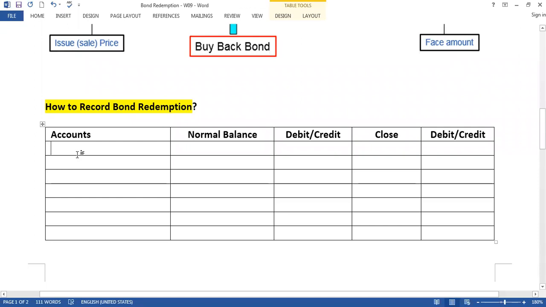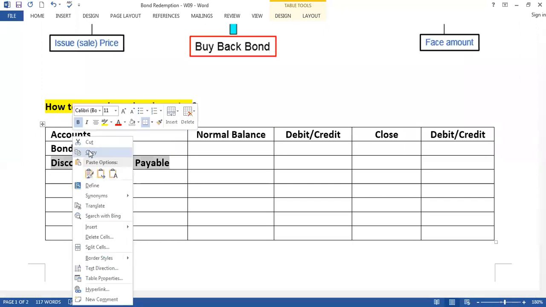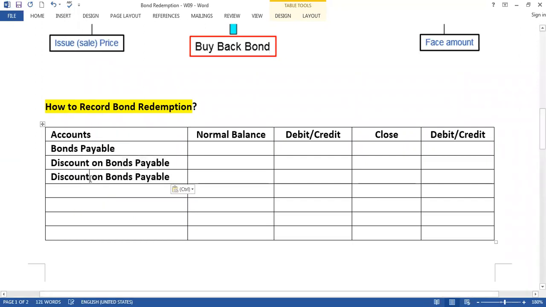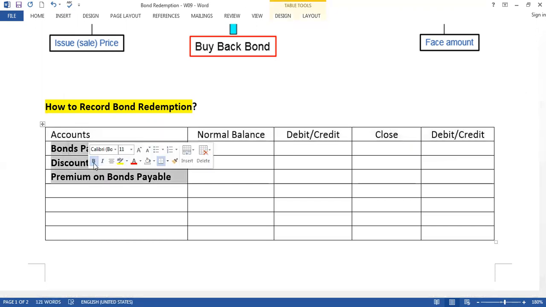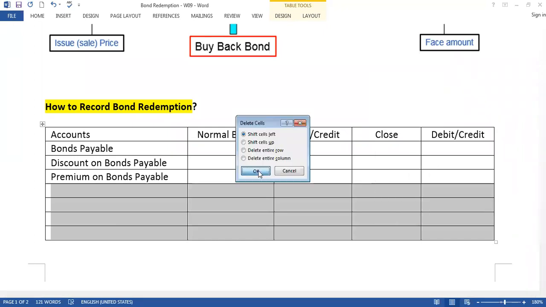If you remember, when we solved bond issue at face amount, bond issue at discount, or bond issue at premium, we remember that we have several accounts. One is called bonds payable. Another is called discount on bonds payable. Another is called premium on bonds payable. Can you remember this? When we record our issue of the bond, discount of bond, or premium on bonds, we have these three accounts, right? Yes. So these are related to issue of bond, premium of bond, or discount of bonds.